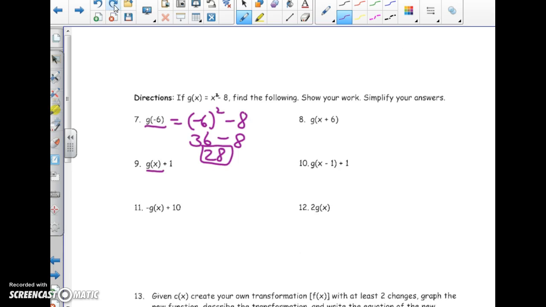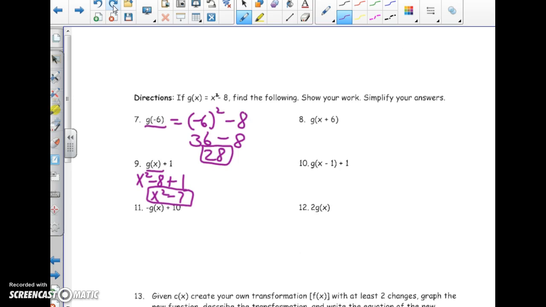X squared minus 8. Okay, in place of g of x, I'm going to put x squared minus 8. Make sense? But then what am I going to add to that? One more. Now you tell me what I get when I do that. X squared minus 7. There's your answer. You got it. That's how you do that. Okay, clear what happened there?